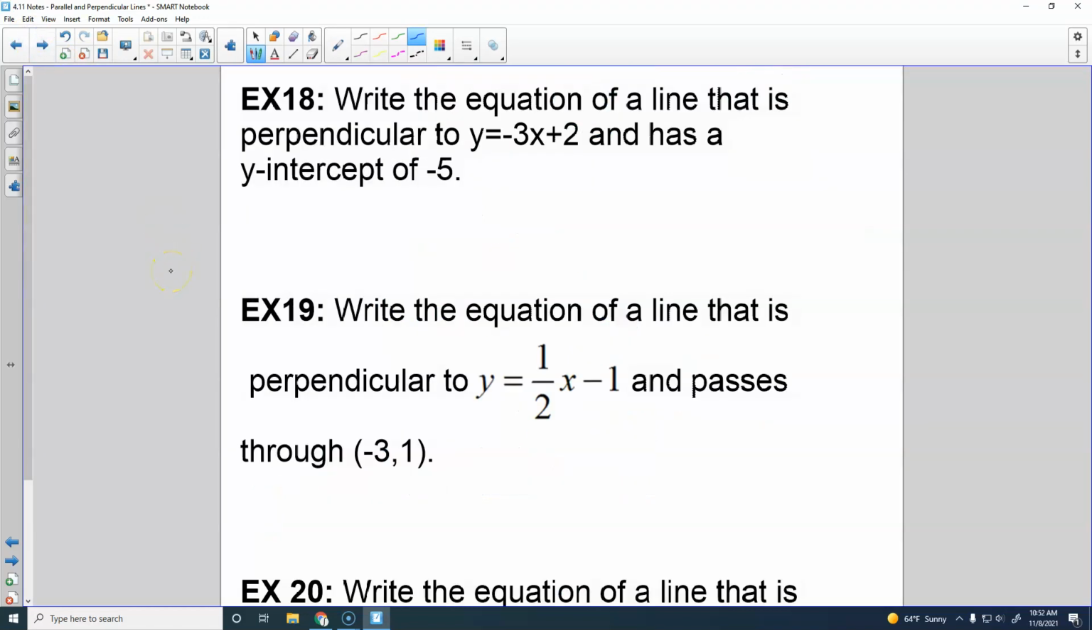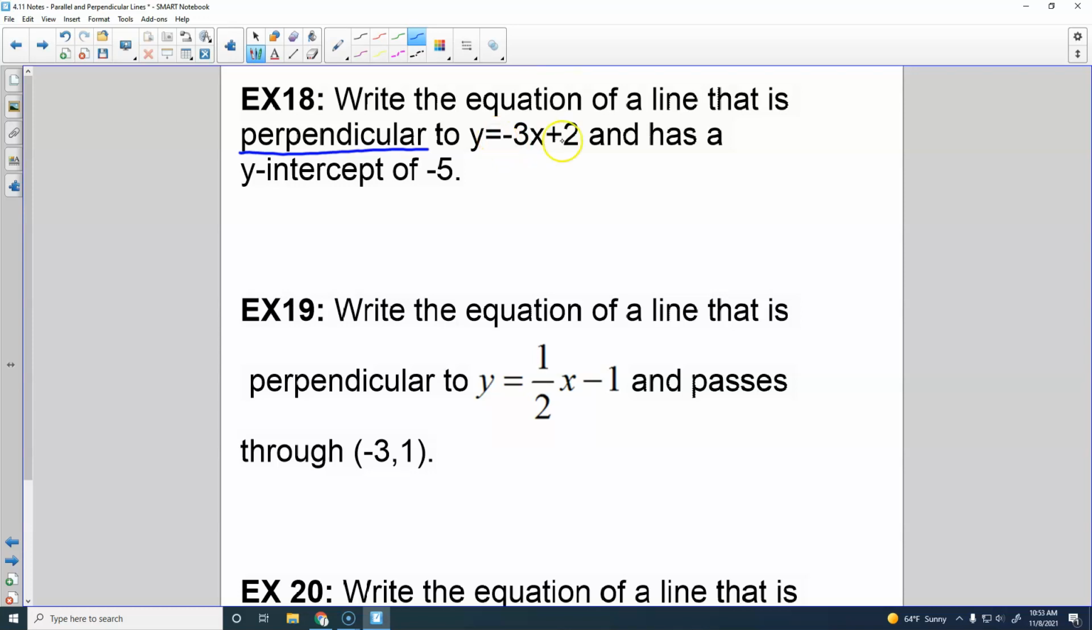Okay. All right, questions. Okay, there is not a lot of difference for finding equations of lines that are perpendicular. Not a lot. There's just one big major difference, and that is perpendicular lines. What do we know about their slopes? They're opposite reciprocals. We flip them and change the sign, right?